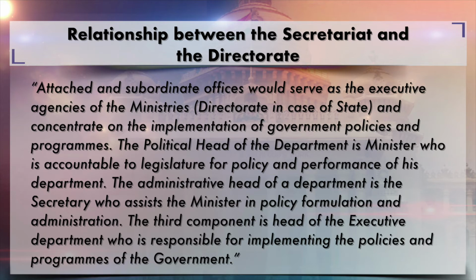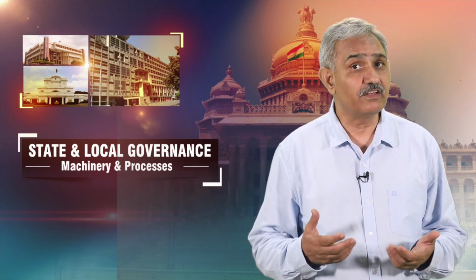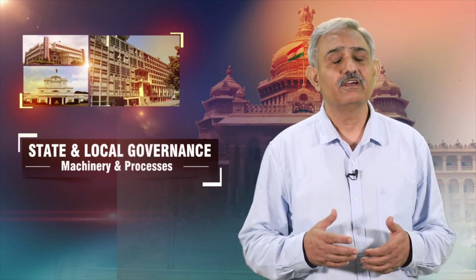The political head of the department is the minister, who is accountable to the legislature for policy and performance of his department. The administrative head of a department is the secretary, who assists the minister in policy formulation and administration. The third component is the head of the executive department, who is responsible for implementing the policies and programs of the government. The existing system of relationship between State Secretariat and Executive Department is criticized, especially on the following grounds.